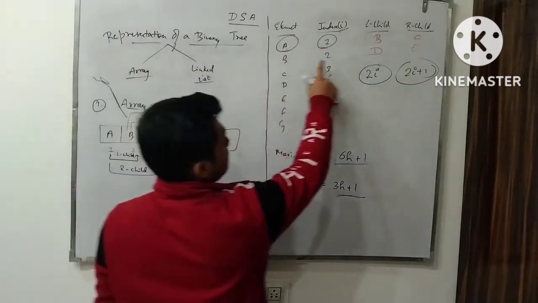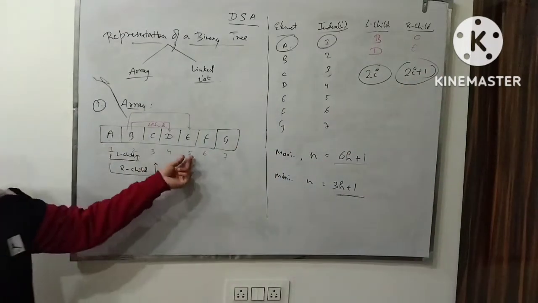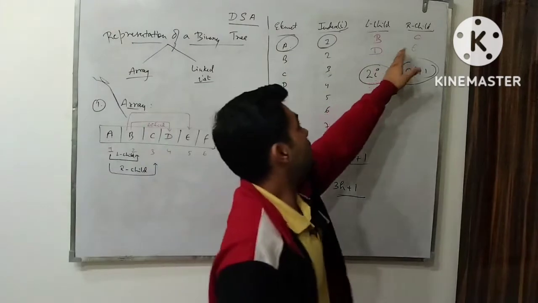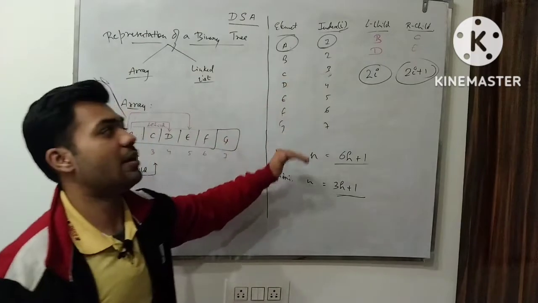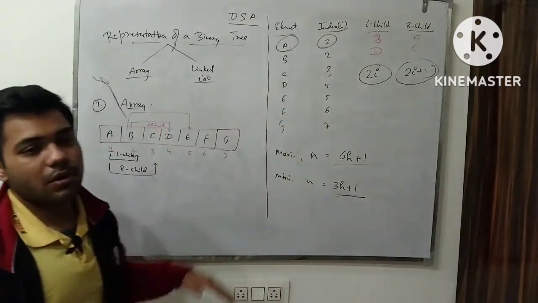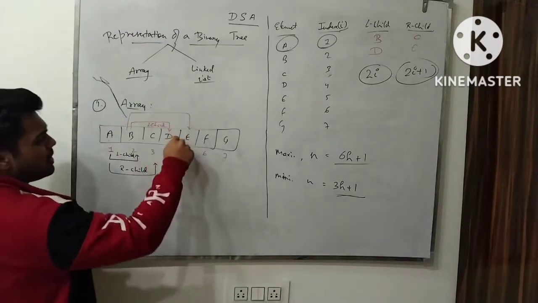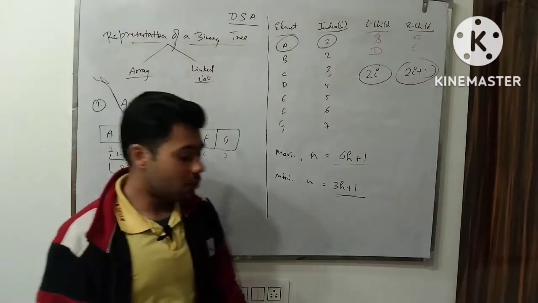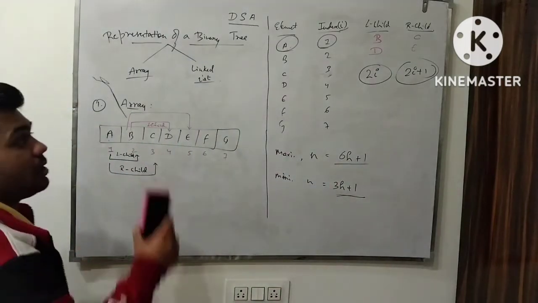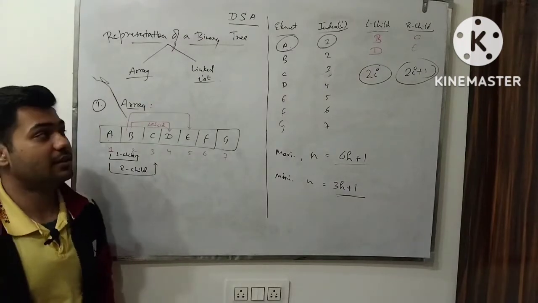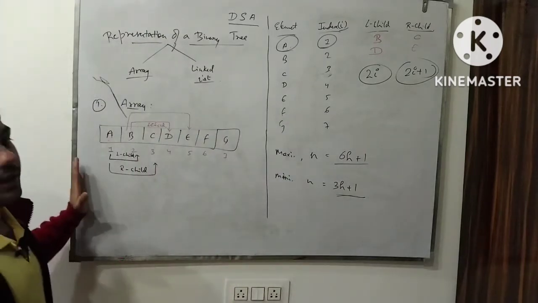For the B, similarly we put the value 2, 2 twos are 4, 4 plus 1 is 5. At the index 5, the element is E, so E becomes the right child of the parent B. Similarly, we can calculate the left and right child for all the n elements of this array. We don't need to always calculate manually. We can just put the value of the index and find the left child and the right child. Now let's come to the linked list. We are done with the array.